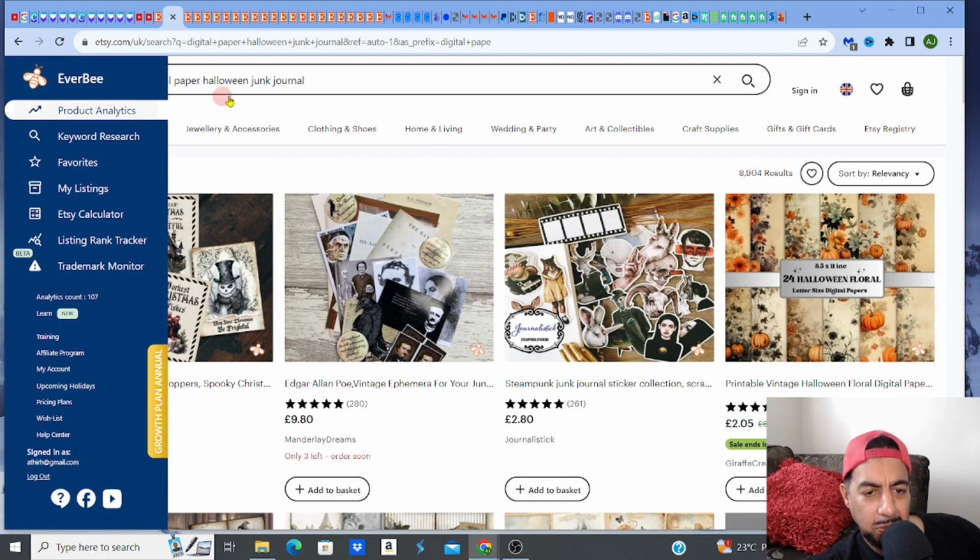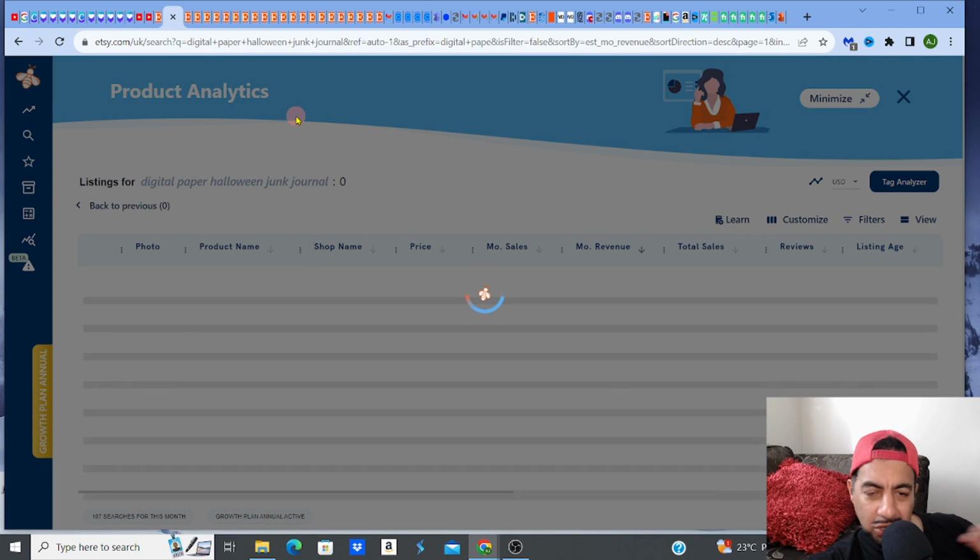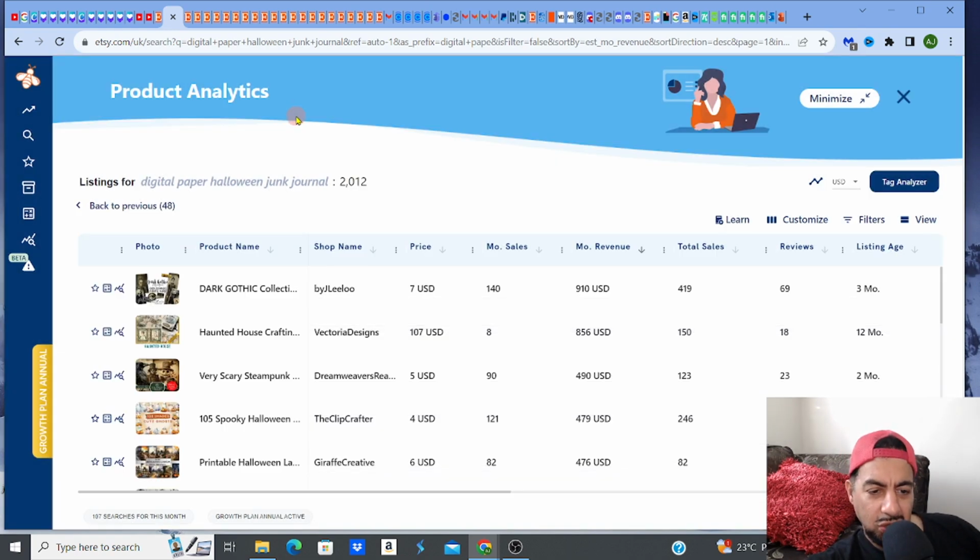So let's look at the product analytics with that. This is the speed that I like to do. Now there's loads of strategies that I employ. This is just one of my quick strategies, just to quickly get these numbers and see what's going on. Now, I'm going to sort it by monthly revenue.